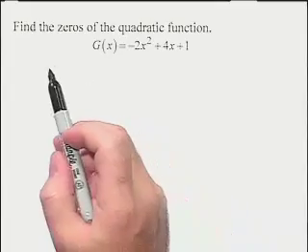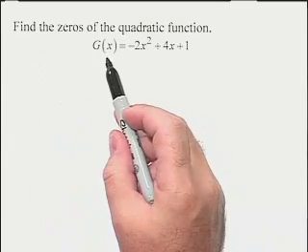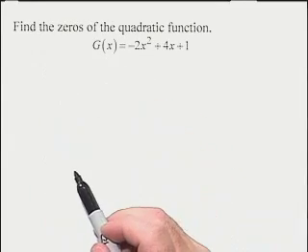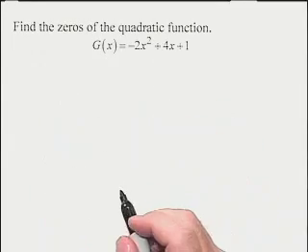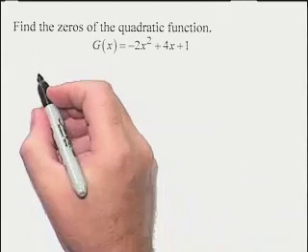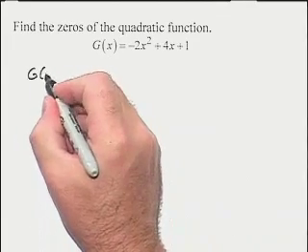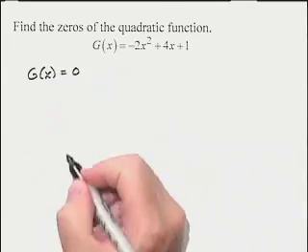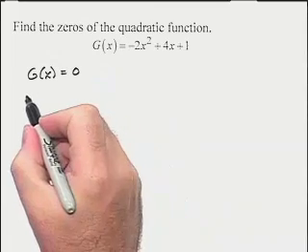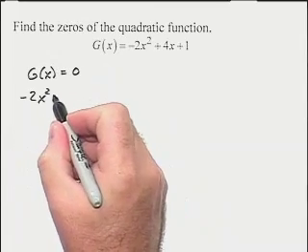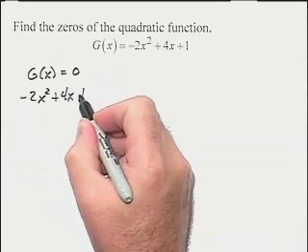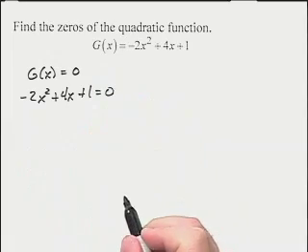For this problem, we're going to find the zeros of a quadratic function. We're going to find the zeros of the quadratic function g of x equals negative 2x squared plus 4x plus 1. To find the zeros, we need to find where g of x is equal to 0. That means we need negative 2x squared plus 4x plus 1 to be equal to 0.